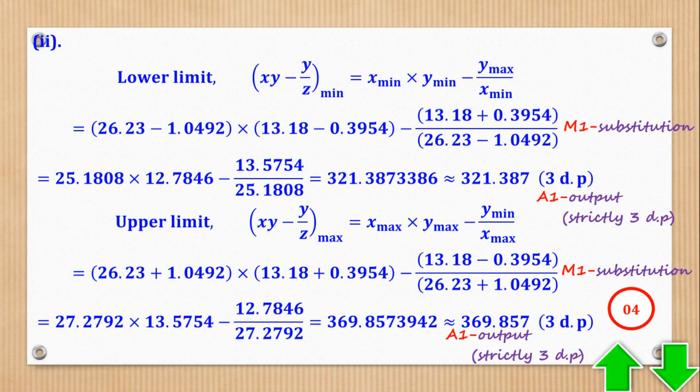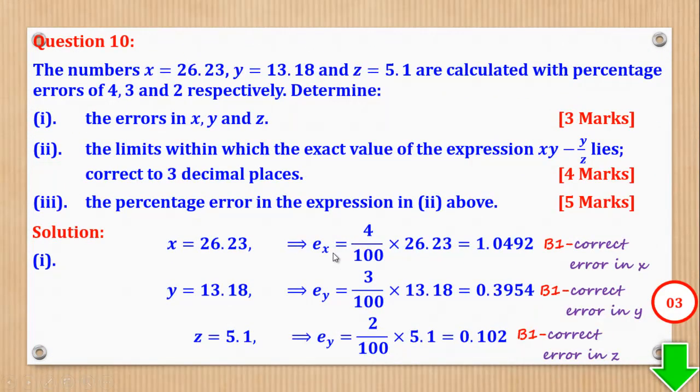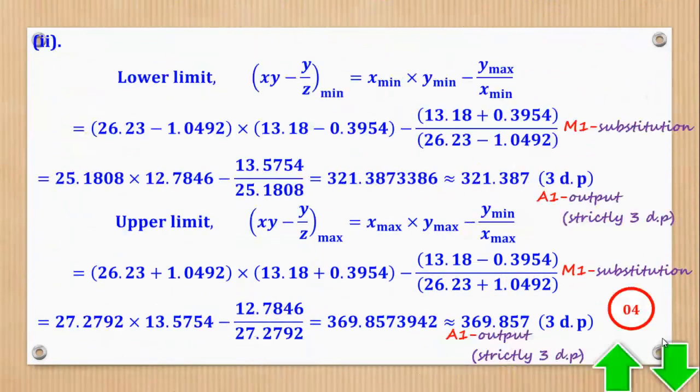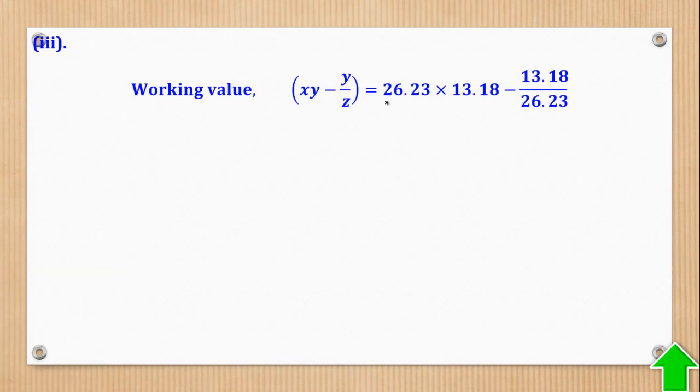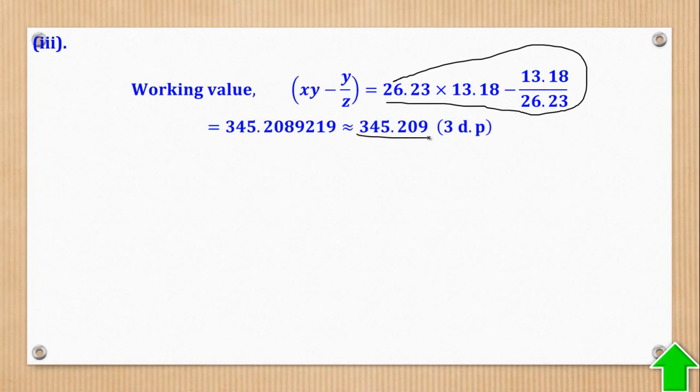Then Roman 3, they want the percentage error in the expression in Roman 2 above. So percentage error is maximum error over working value times 100. So we need to get the working value first. Working value means you don't include any error, just write the values given. So using a calculator, we'll come up with this. We are maintaining decimal places because even the maximum and minimum had 3 decimal places.